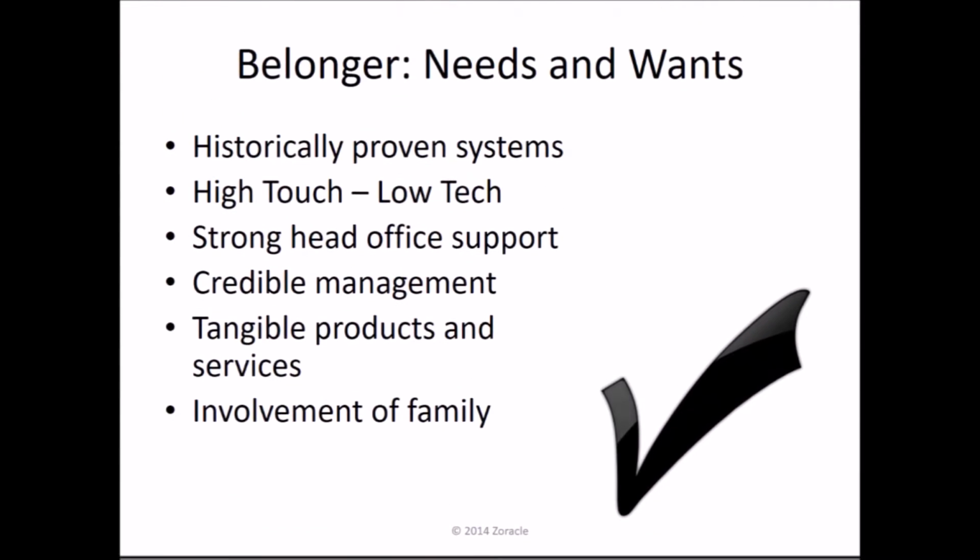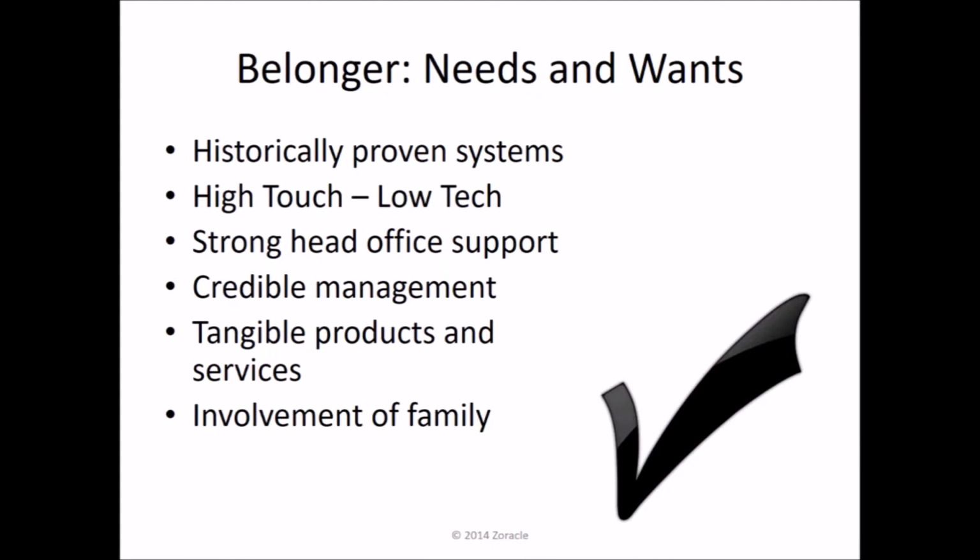So let's talk about the belonger. Based on his values, this is what he's sort of looking for, what he needs, what he wants when he's looking at a business. By the way, belongers make great franchisees. We just have to find the right franchise system for them. So a belonger, because he's a steady Eddie, needs consistency, needs dependability, doesn't like things that are trendy and possibly fad-like, he's going to be looking for historically proven systems.